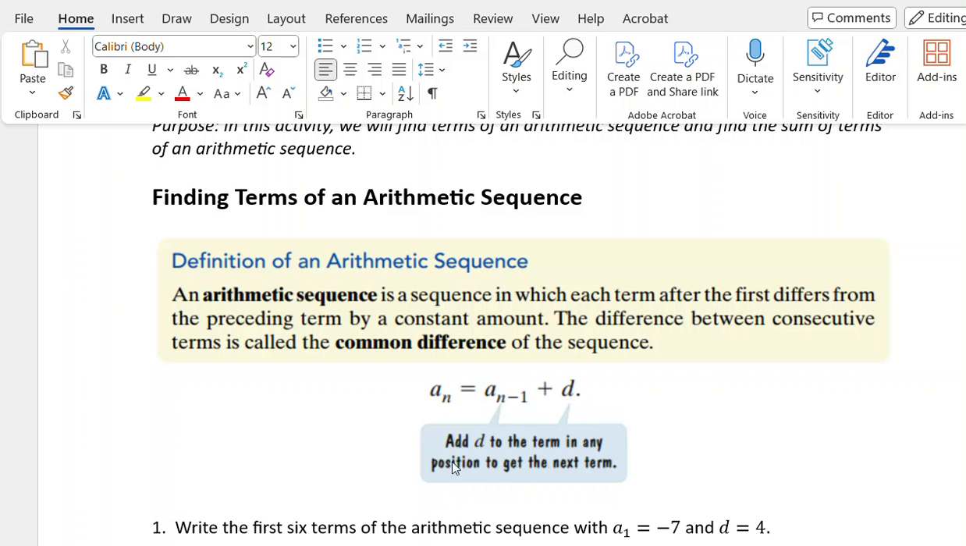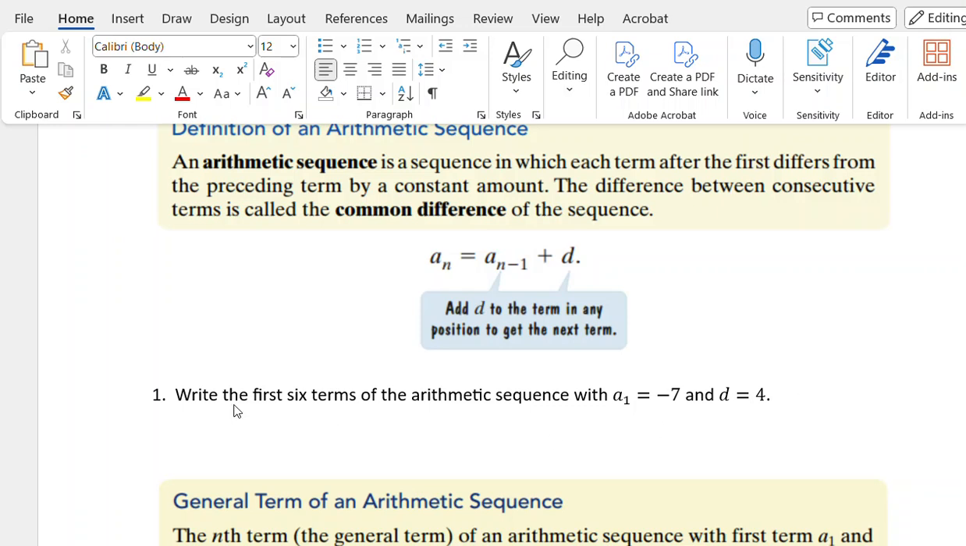Or another way of saying this is that we add the same number each time to the previous term to get the next term. We could also be adding a negative number here, or subtracting, and that would make my sequence of terms be decreasing.